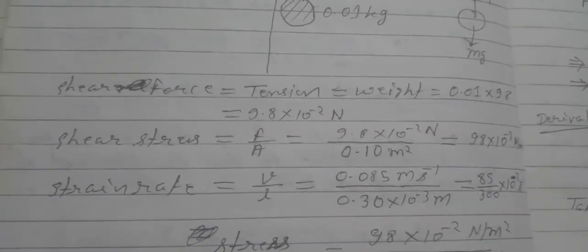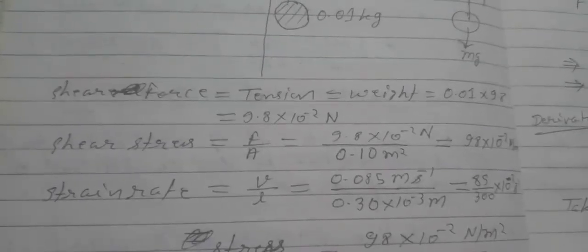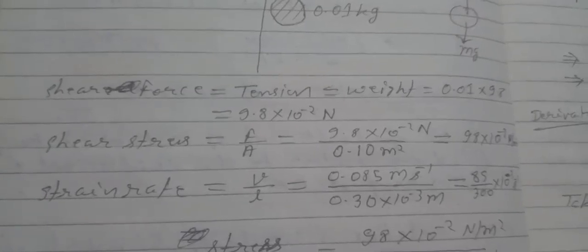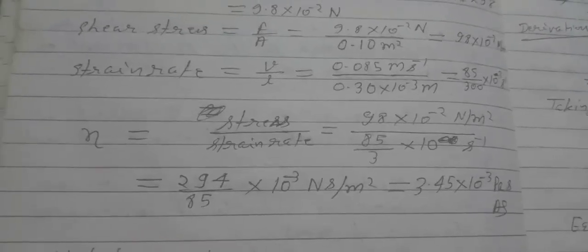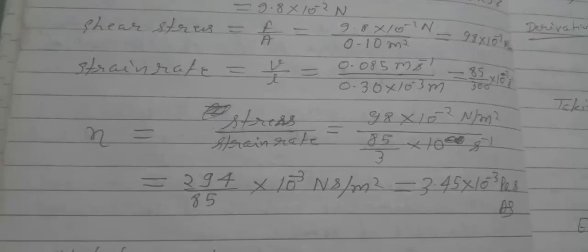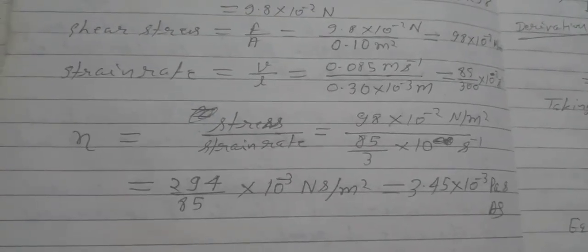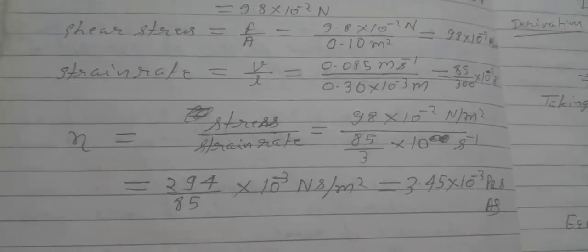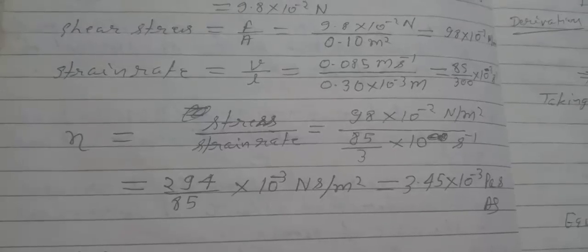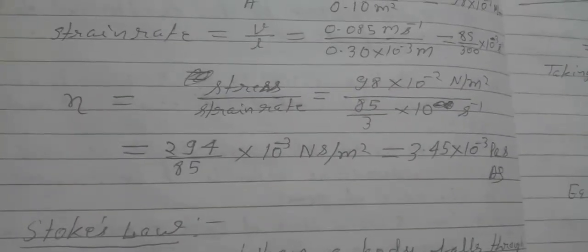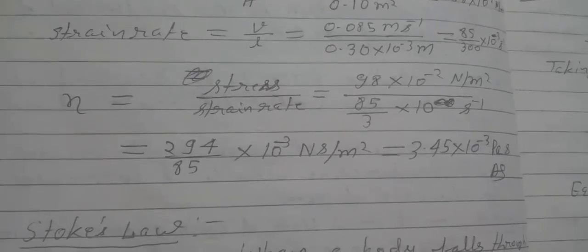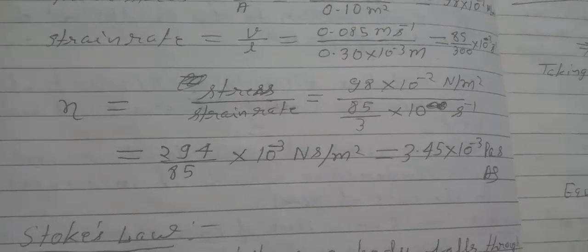And strain rate V by L equals 0.085 meter per second divided by 0.30 into 10 to the power minus 3 meter. Eta, the coefficient of viscosity, is given by stress by strain rate. Putting the values, 98 into 10 to the power minus 2 newton per meter square divided by 85 by 3 into 10 into 10 per second equals 294 by 85 into 10 to the power minus 3 newton second per meter square, which is 3.45 into 10 to the power minus 3 pascal second. Answer.